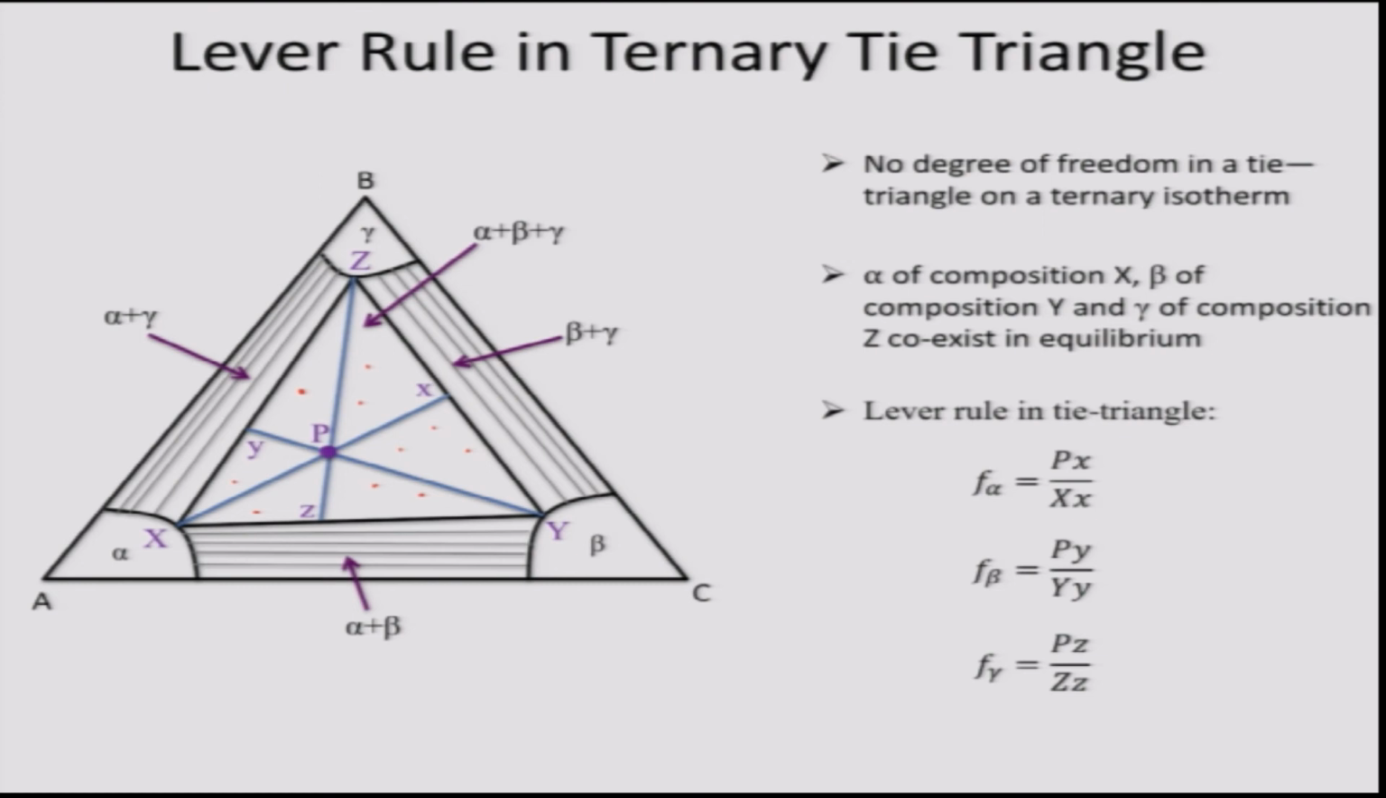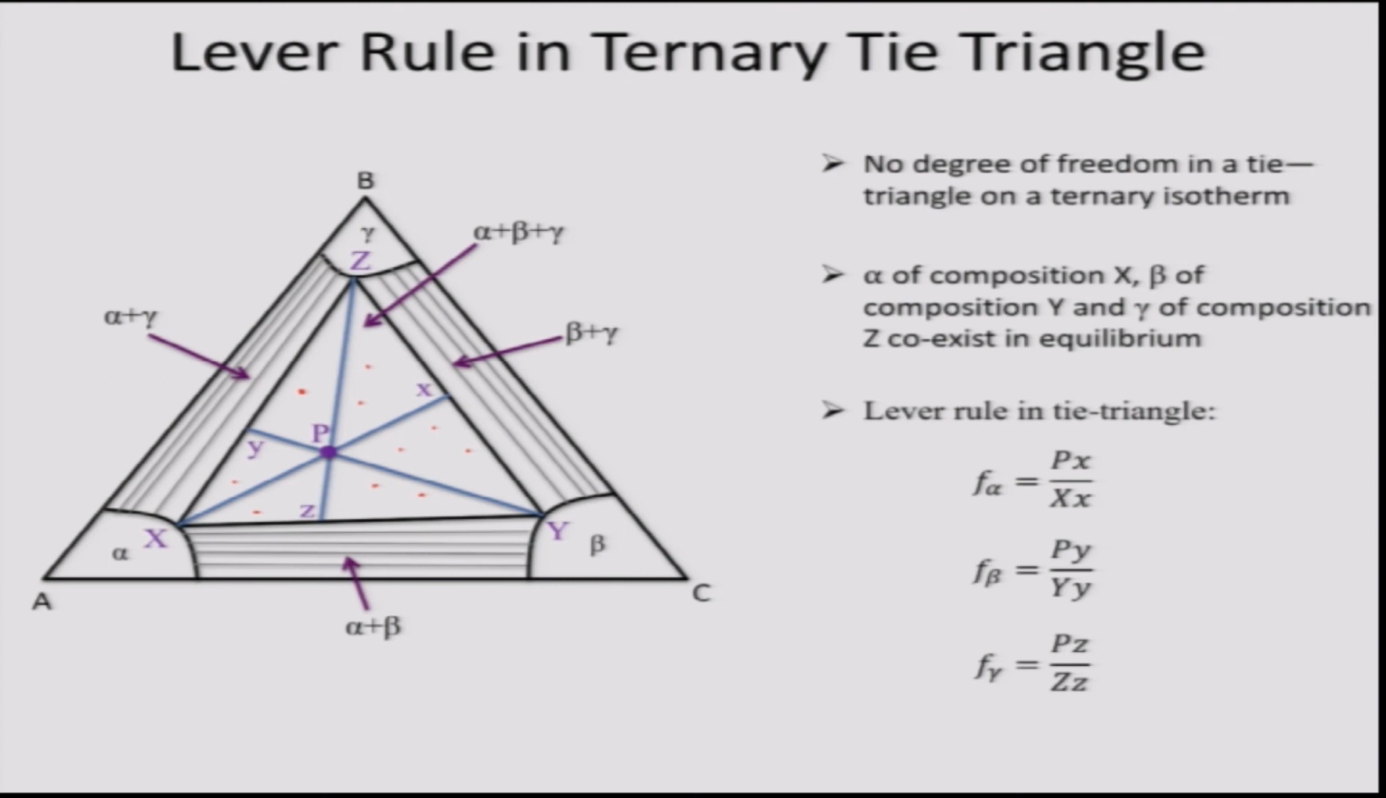So, how do we find phase fractions? Again we can apply the lever rule as applicable to the tie triangle. So, if I consider point P here, in order to determine the phase fractions in an alloy with composition P, I have to first draw three lines which pass through point P and one of the corners of the tie triangle. So, I have drawn the three lines passing through P: x to small x, y to small y, and z to small z.